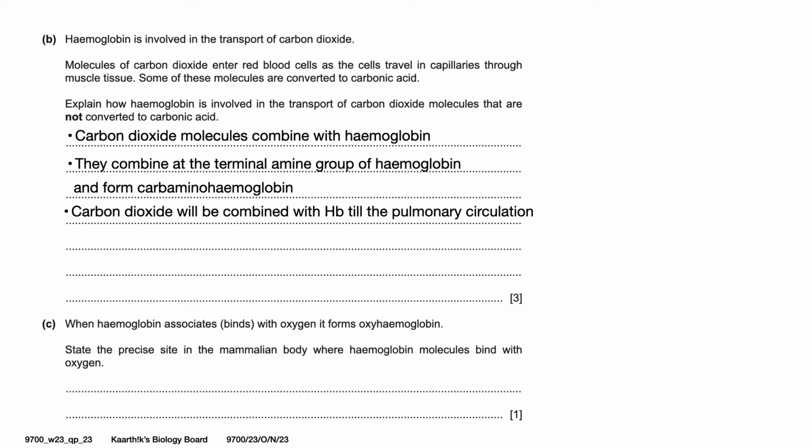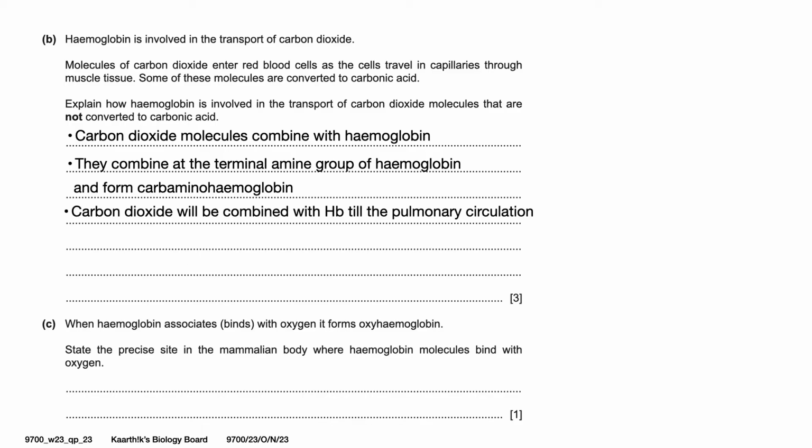C part of this question: when hemoglobin associates with oxygen, it forms oxyhemoglobin. State the precise site in the mammalian body where hemoglobin molecules bind with oxygen. So it is a very direct question. We just need to answer where hemoglobin will be binding.